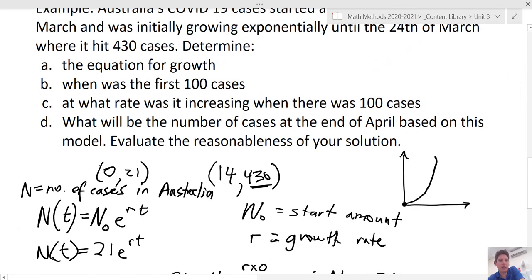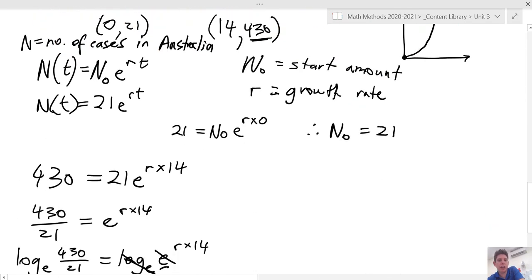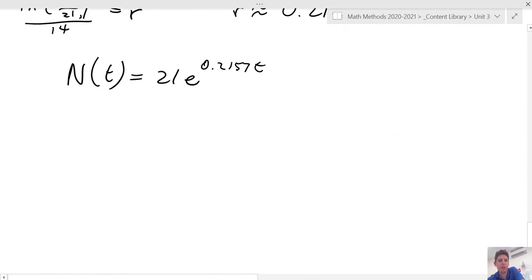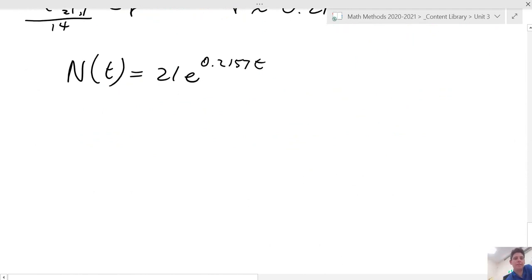What's part B? When was the first 100 cases? So when did Australia reach the first 100? So part B, what are we going to do? First 100 cases. What's that? Is it N or is it T? It's N. Yep. And we're trying to find T.